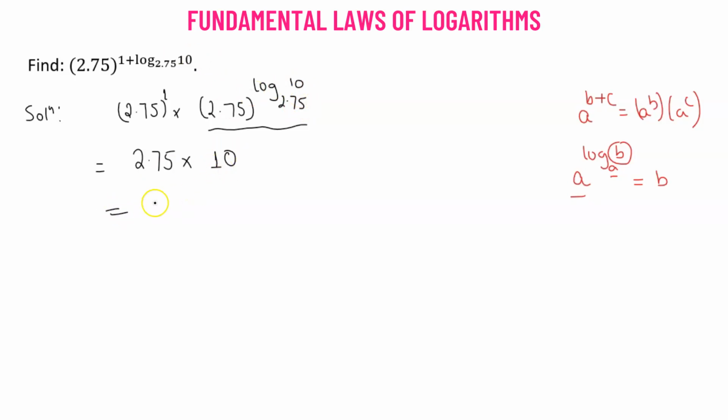Now 2.75 times 10, that will be 27.5. So this is going to be the value of 2.75 raised to the power of 1 plus log of 10 with a base of 2.75.